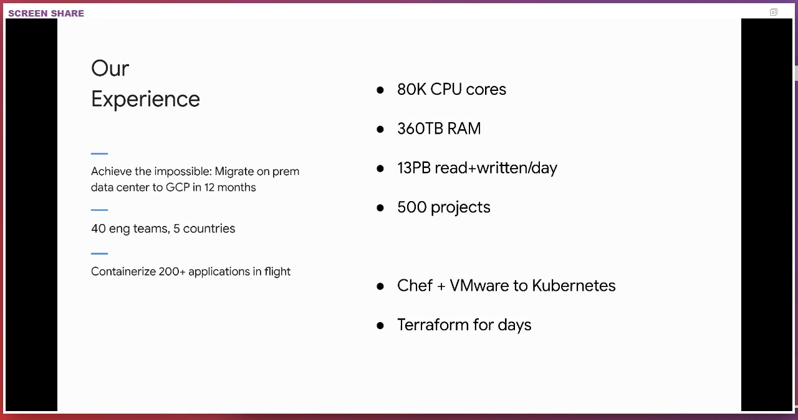Before, in the data center, it was a Chef and VMware build, which meant that people had to ask for server power and provisioning. We moved all of that to Kubernetes. And we also moved to infrastructure as code while doing so. And yes, we did it all in 12 months, and we have many more gray hairs and war stories because of that.